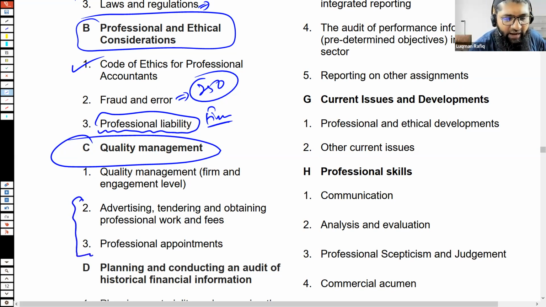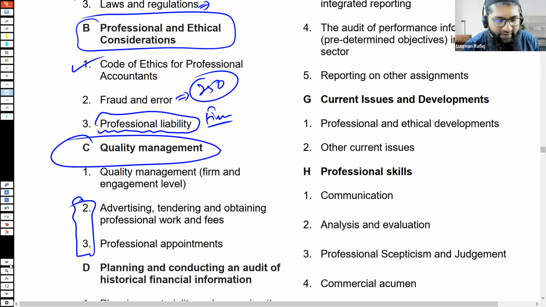Advertising, tendering, and professional appointments. When you bid for an audit, that means you're tendering for an audit. What are the factors that you're going to consider, that you have to keep in mind, when you are bidding for an audit? That is also something that we're going to be talking about.